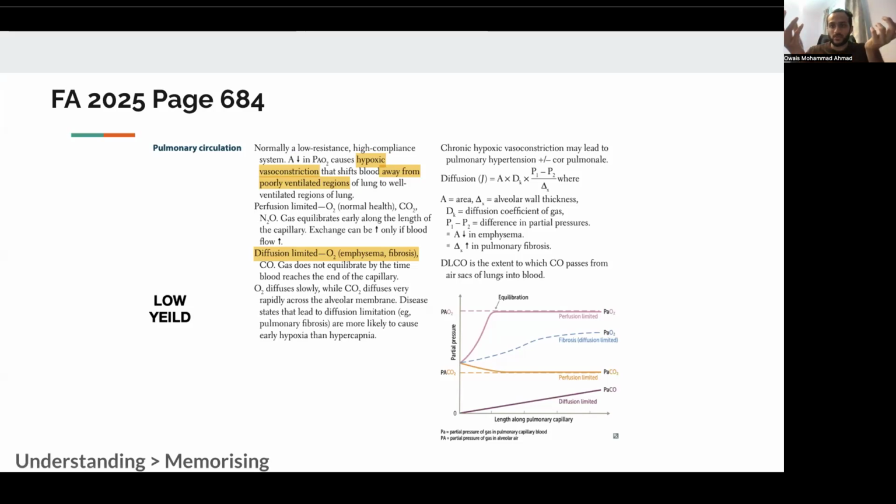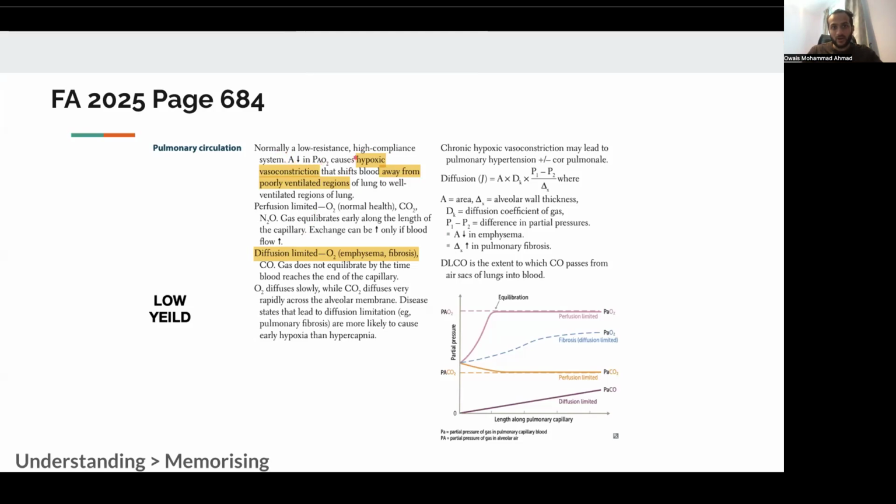What does high compliance mean? High compliance actually means less stiffness. Anything that's loose, like you can imagine a loose balloon, that's loose. But something that's very low compliance is something very stiff, like you can imagine a very tight rubber band.